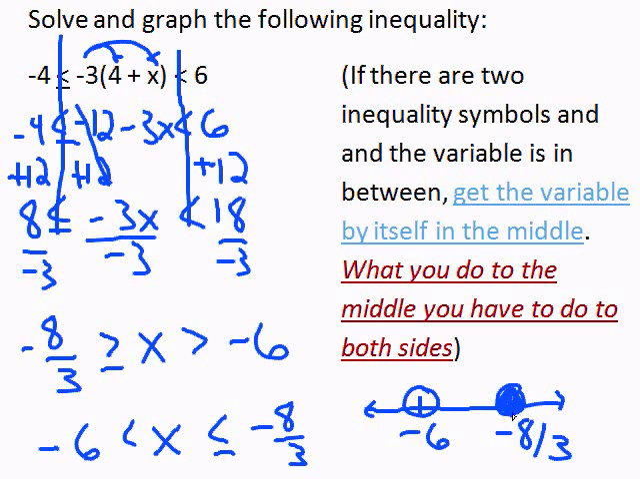This one's different than the one that has an OR, because you notice that all of our x values are between the two numbers. That means all the numbers between -6 and -8/3 will make this inequality true. So we shade all of the numbers in between -6 and -8/3. Again, since x is bigger than -6 and less than or equal to -8/3, we shade all of the numbers in between -6 and -8/3.